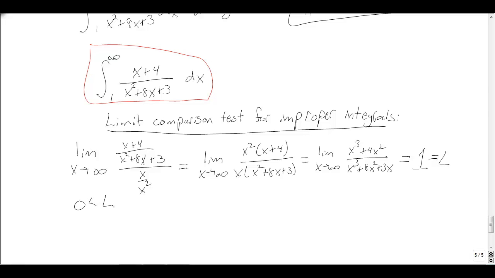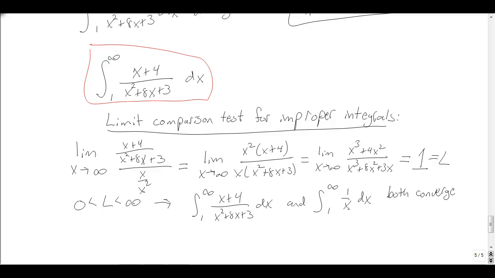And L was a finite number that's positive, strictly between 0 and infinity. And what that means is that the integral from 1 to infinity of x plus 4 over x squared plus 8x plus 3 dx, and the integral from 1 to infinity of x over x squared, note that's just 1 over x dx, that these two integrals either both converge or they both diverge.